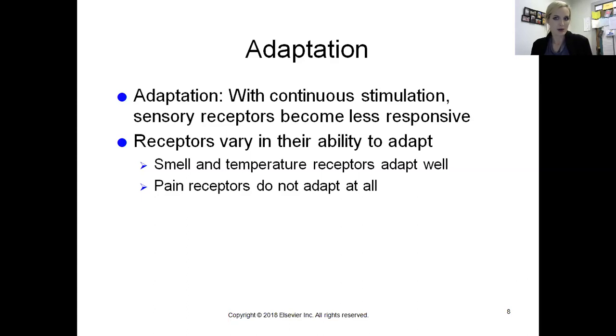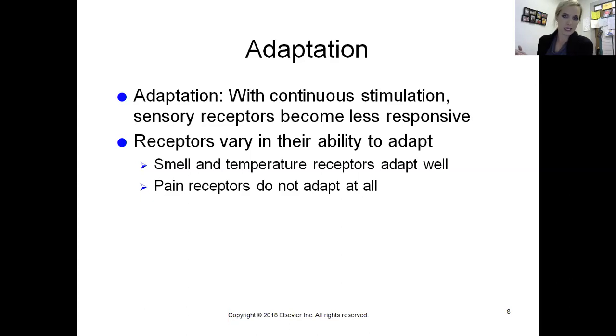Pain receptors, however, do not adapt at all, and again, for very good reason. Most of the time, pain is helping us to respond in a certain way. I used this example in the last chapter: if I lay my hand on a very hot stove and couldn't feel pain, my hand would burn off. It would be terrible for my hand. The reason we feel pain and that pain receptor doesn't adapt is because my body needs to learn how to respond to that. Because of that, we know to remove my hand immediately.